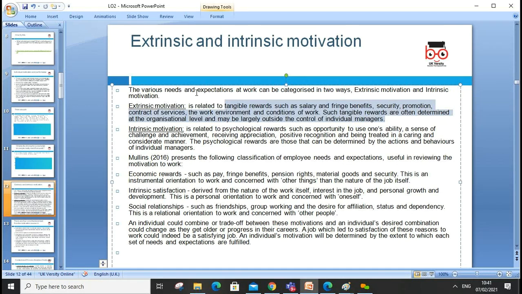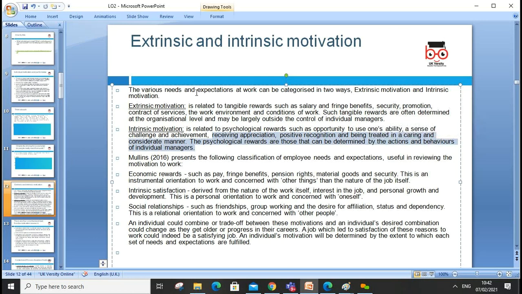Intrinsic is related to psychological rewards, such as the opportunity to use your ability. So you've been given the freedom to work whatever way you want to. A sense of challenge and achievement, and receiving appreciation, positive recognition, positive feedback. So all these are intrinsic motivation, and it is crucial that the employer should provide all of these, which will help to achieve.